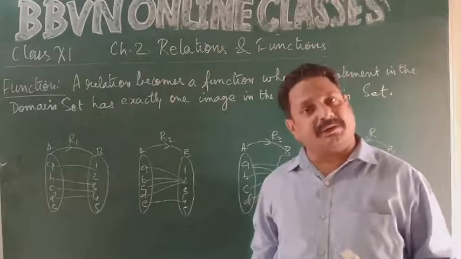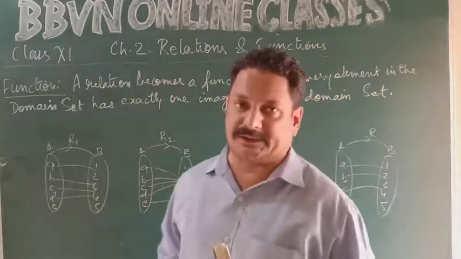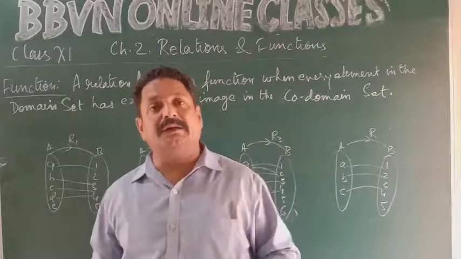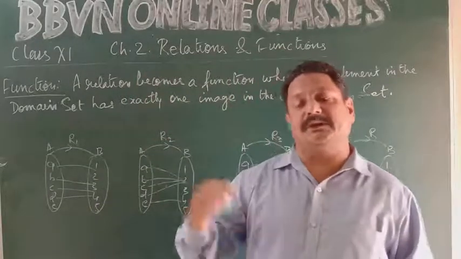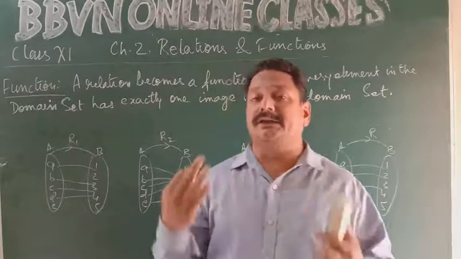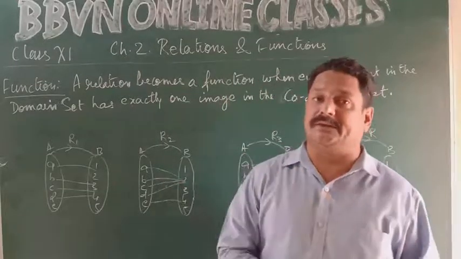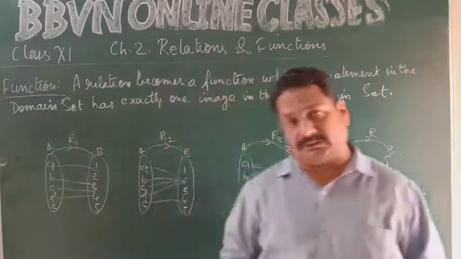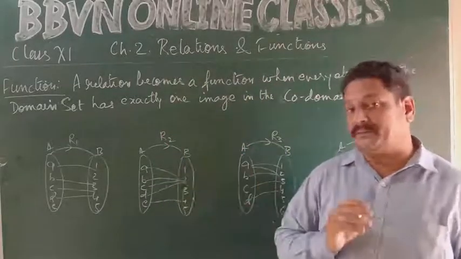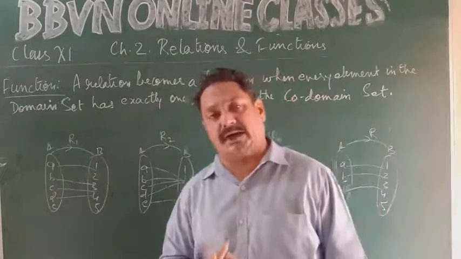So we are in chapter number 2, relations and functions. We have discussed what a relation is, right? How many types of relation are possible from one set to another set, how many relations are possible within a set itself, and how to derive a relation from the Cartesian product of two sets. Today we start function. What is a function actually?